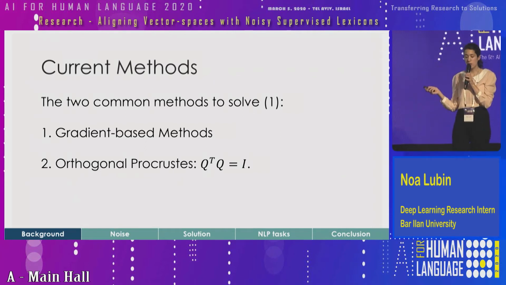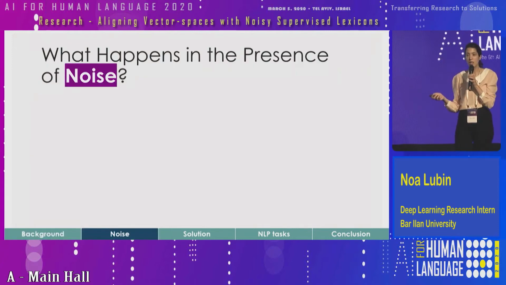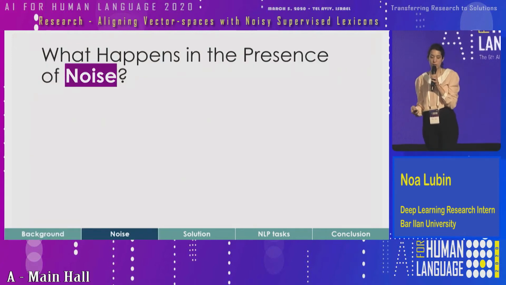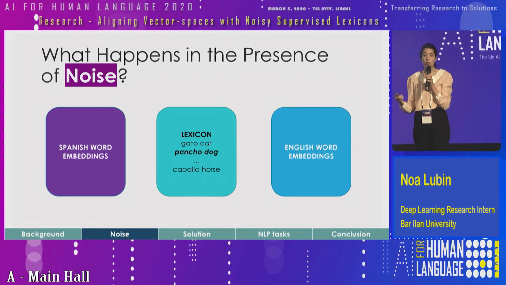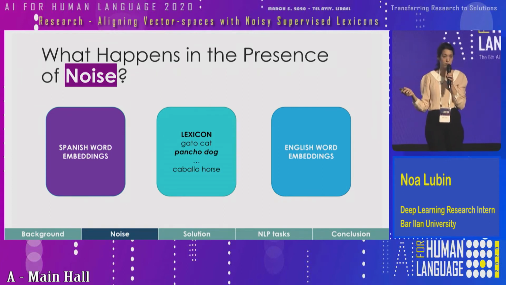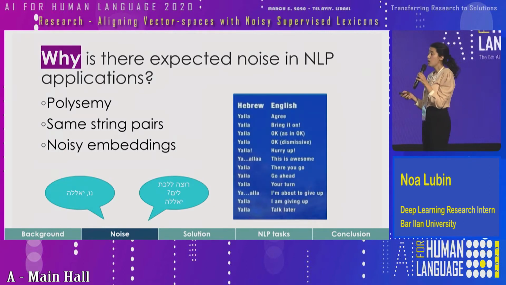I looked at these two methods and asked myself, what happens if I introduce some kind of noise to these methods? What do I mean by noise? I mean incorrect pairs in this very small lexicon. So why do I even expect incorrect pairs in the lexicon? These are the three main reasons.